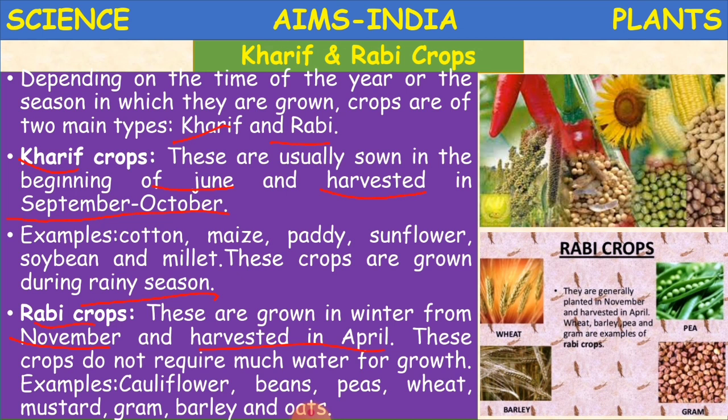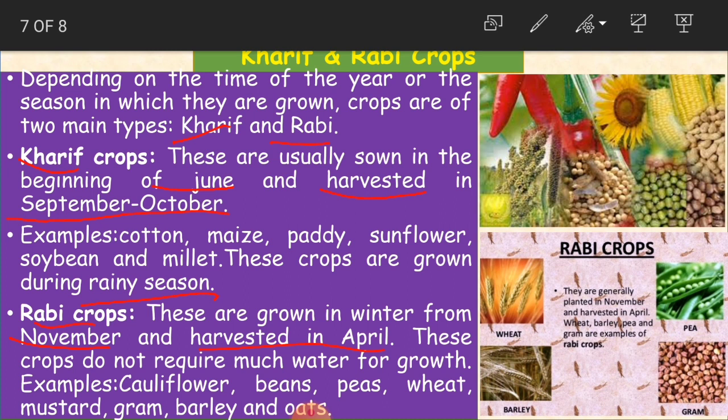Clear? And you can see in the picture, Rabi crops: this is wheat, this is pea, this is barley and this is grams. Even grams, in the sense that these are like groundnuts also. Children, in the picture you can see these Rabi crops like wheat, pea, barley, grams and all that. Here these are the Kharif crops: as we said, sunflower, paddy, maize and all that. These are Kharif crops. Clear, children?